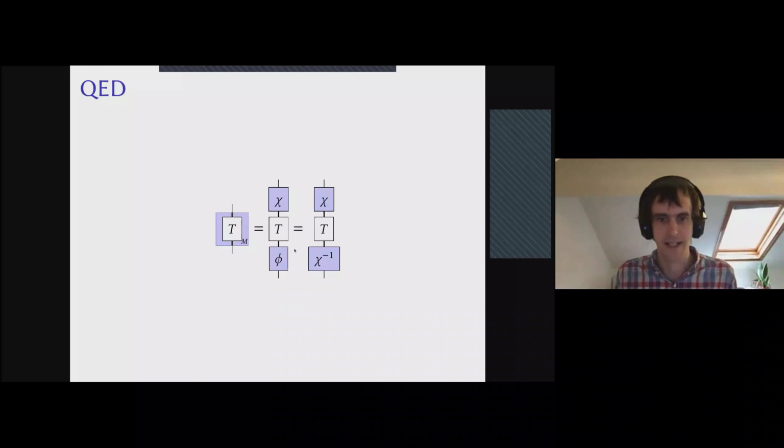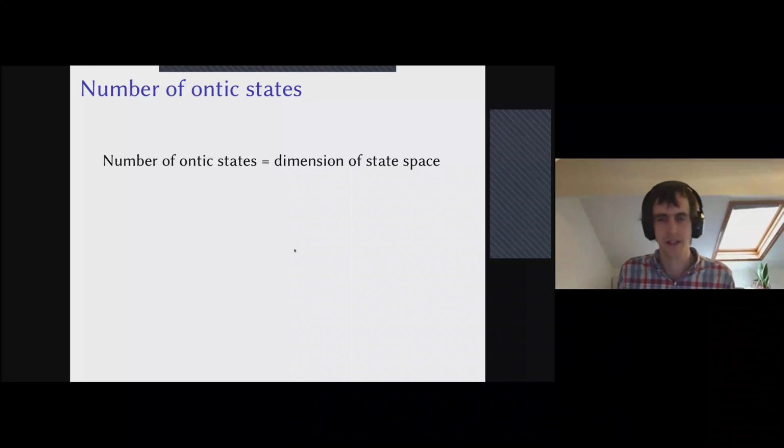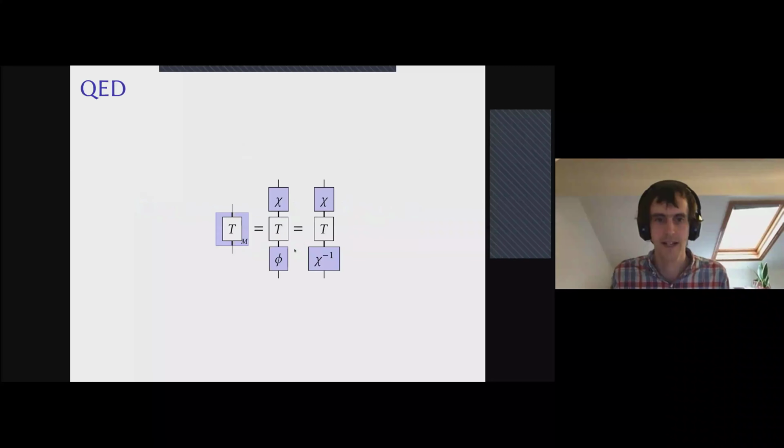And in the remaining time, I'll just talk about a few ways that this can be used. So the first thing is something I mentioned at the start, which is that this constrains the number of ontic states. And the reason is just this invertibility that I just talked about. Okay, so that means that because chi is invertible, it's just a linear map on vector spaces. That means that the dimension of the input vector space has to be equal to the dimension of the output vector space. Otherwise, there's no hope for it to be invertible.